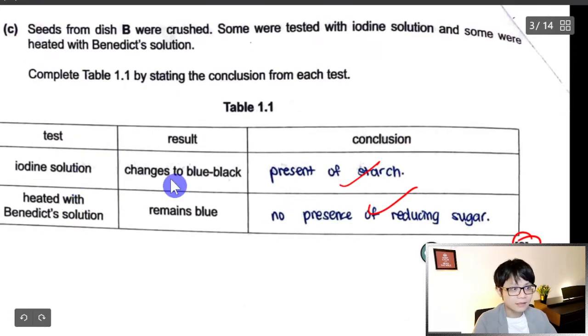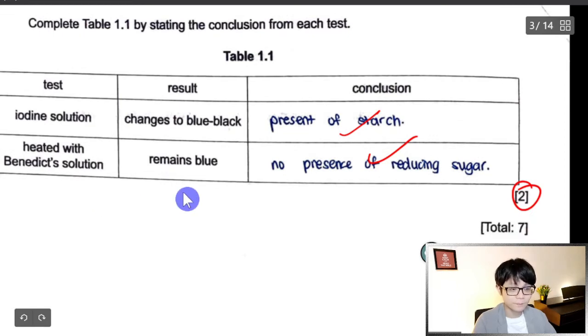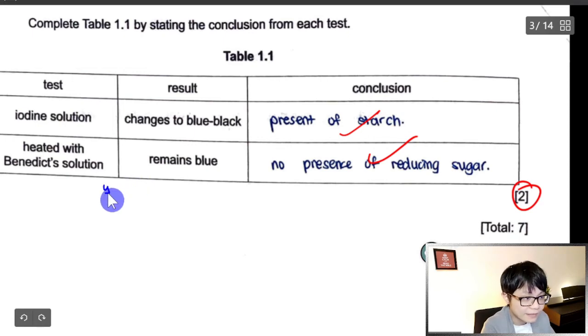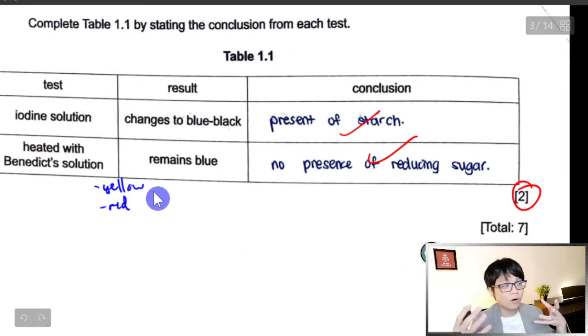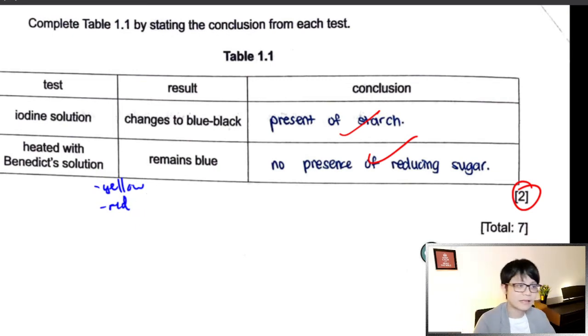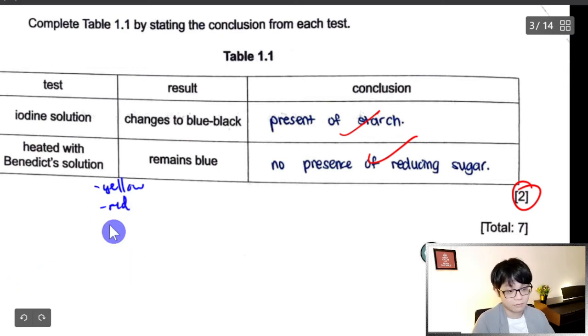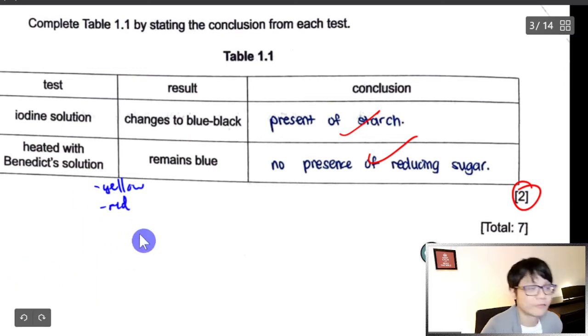Let us not read the question, just read the test. Iodine is used to test starch, so because it changed to blue black, that is starch. Vanillin, remember vanillin is a test for reducing sugar, so there's no presence of sugar. If there is sugar, what will be the change in vanillin? Okay, so if there is reducing sugar, it will change to yellow or red. So just put here, and remember in case the exam asks, yellow or red. Red means it is more sugar. Yellow means it is less sugar, but either you put yellow or red.